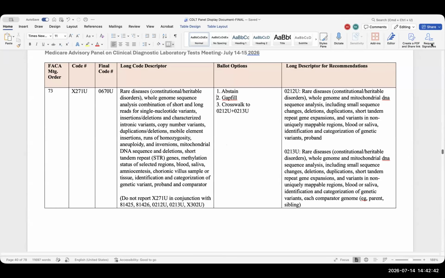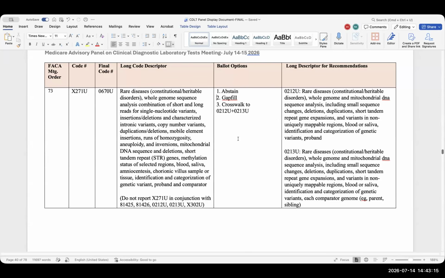Okay. So this one, previously the ballot options were a crosswalk to a combination of fetal prenatal codes. These are the correct codes now. So this one that we're looking at, we have a crosswalk to 0212U plus 0213U. One is a proband, the other is a comparator. So we're essentially talking about a regular duo service.